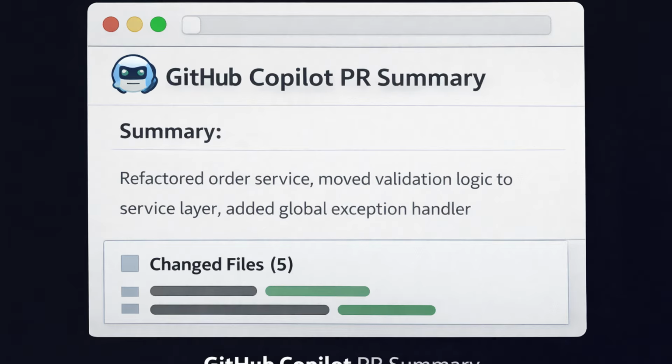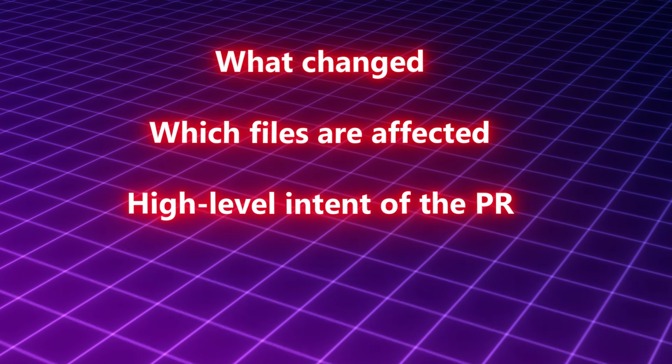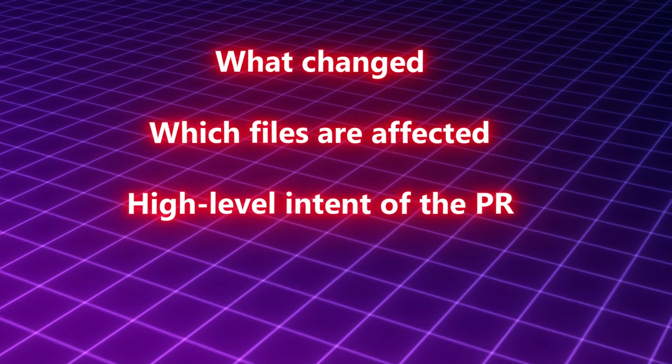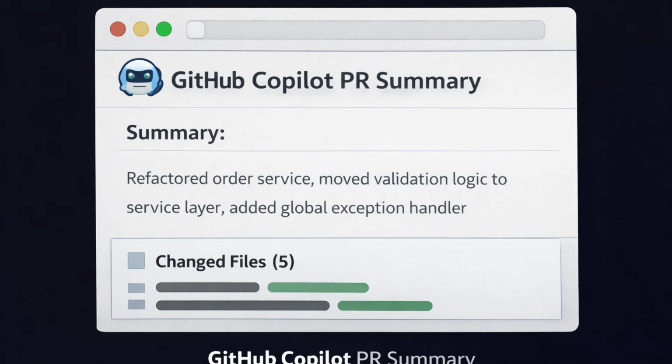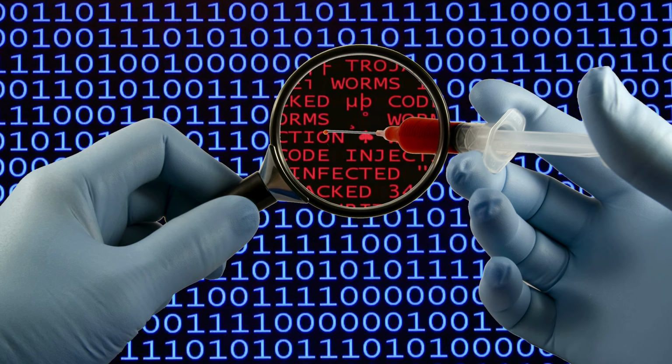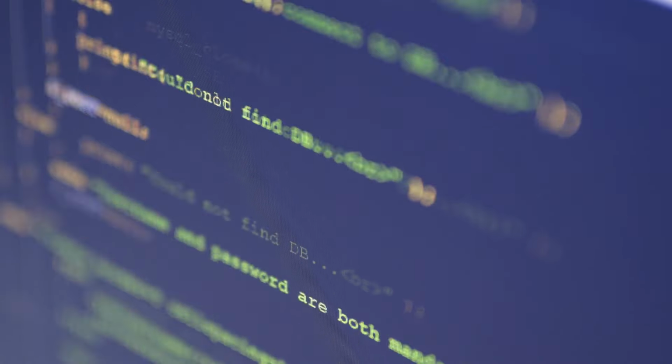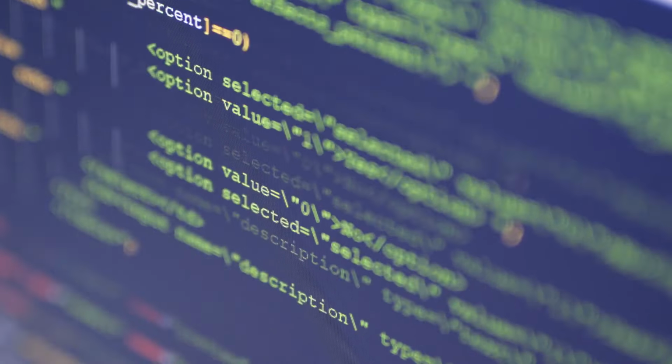And the next one is GitHub Copilot PR summary. Most developers hate writing PR descriptions. Most reviewers hate reading unclear PRs as well. Copilot automatically generates what changed, which files are affected, and the high-level intent of the PR. You can use the Copilot summary as a base. Then manually add things like risk areas, test evidence, rollback plan. This improves code review quality and reduces back and forth comments. So if you want faster approvals, clean PR summaries matter a lot.